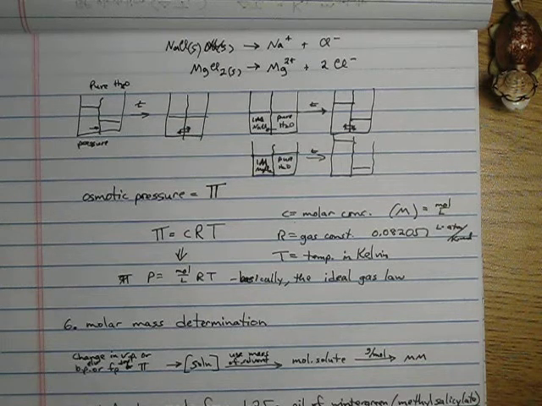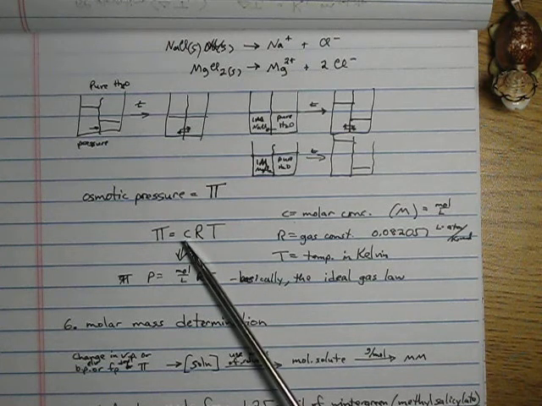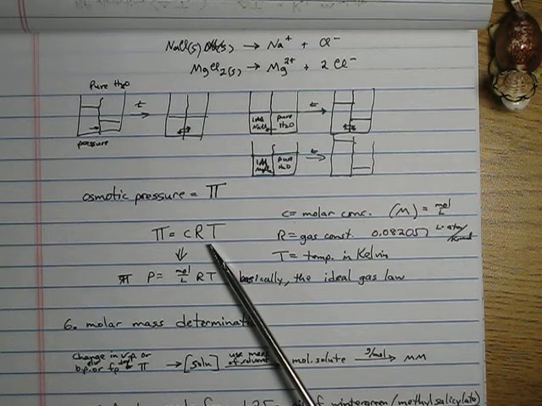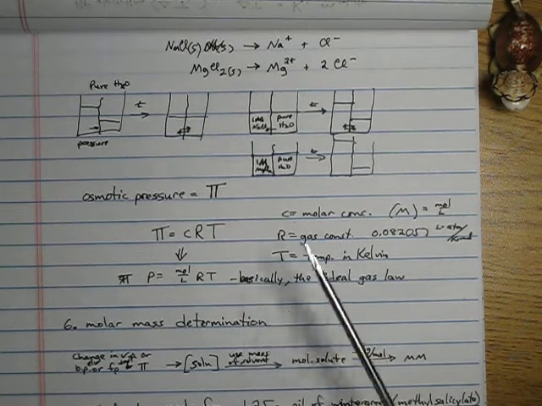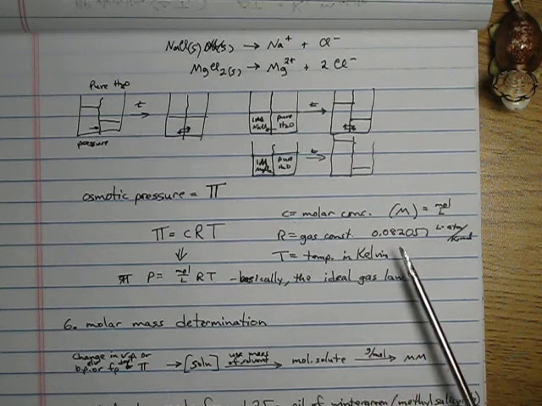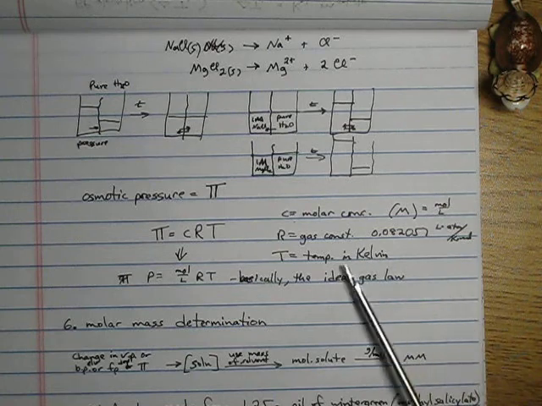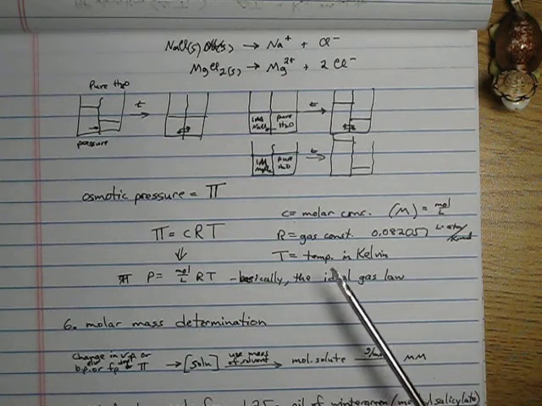And yay, there's a nice equation for osmotic pressure. Capital Pi, osmotic pressure, equals the concentration of the solution times R times T. Note, concentration of solution is molarity, moles per liter. R is the gas constant, 0.0821 liter atmosphere per mole Kelvin, temperatures in Kelvin.